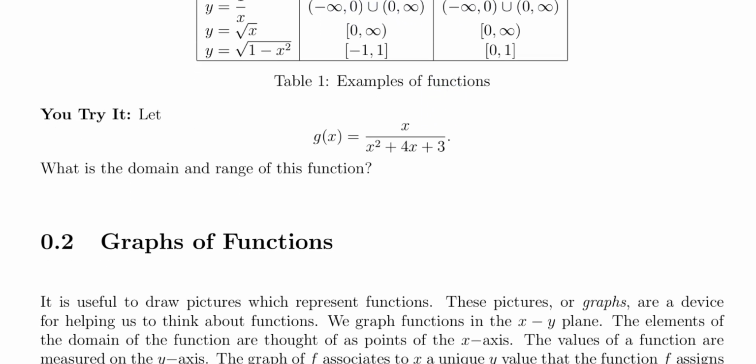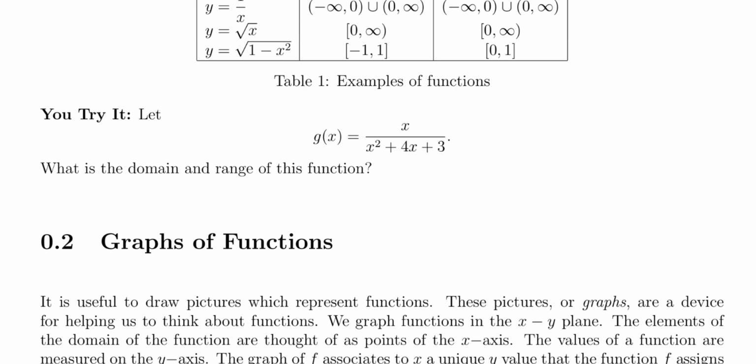Then y is equal to the square root of x. Since we are talking about real functions, we want our output to be real. For our output to be real, we cannot put any negative number where x is. That is why the domain is from 0 to infinity. Then the range is from 0 to infinity also.